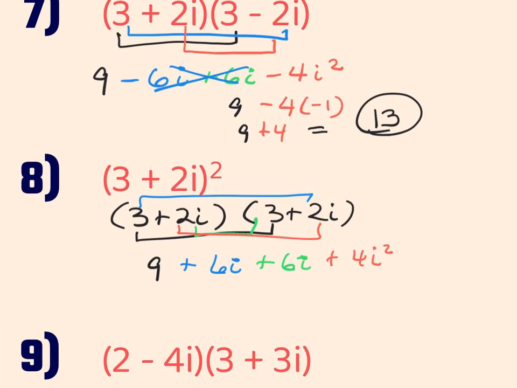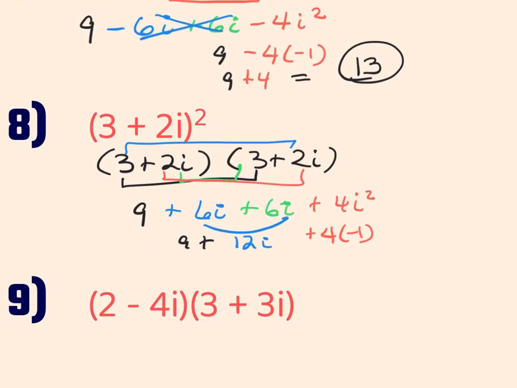Again, we're going to add the blue and the green and replace that red i squared. So replace the red i squared with a negative 4. I'm going to add the middle, and then I'm going to drop down that first term. I now need to multiply the red. So I end up with 9 plus 12i minus 4.